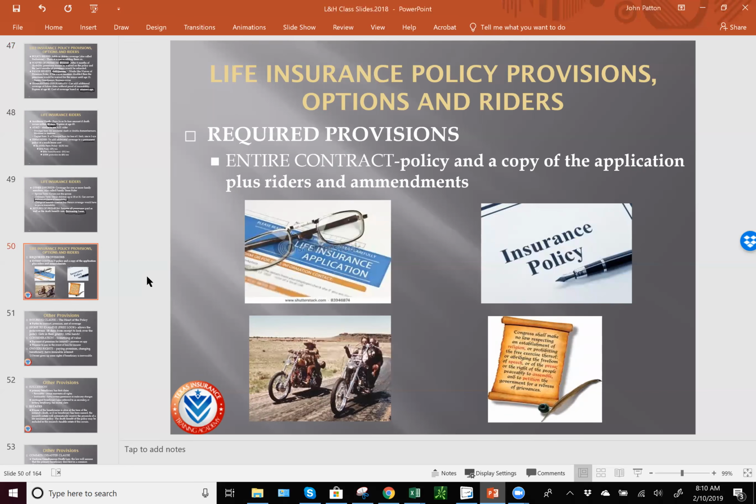The entire contract provision says the only things that can make up an insurance contract are the application and the policy. So those two things have to be there, the application and the policy. Then if any riders were added, or if it's been amended in any way by the insurer, only those things can make up an insurance contract. It prevents the insurer from referencing any outside documents at a later date. Let's say you have to go to court over something. They can only refer to what's in the contract. So this provision is all about the documents in an insurance contract.